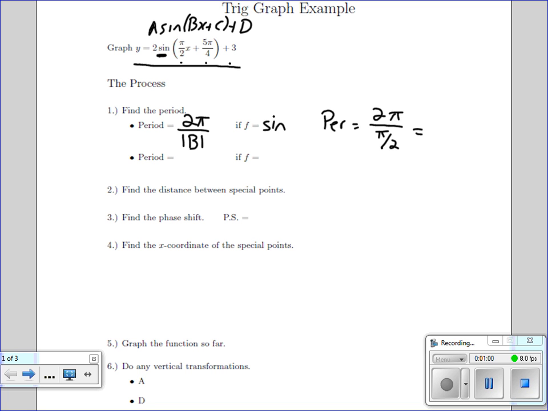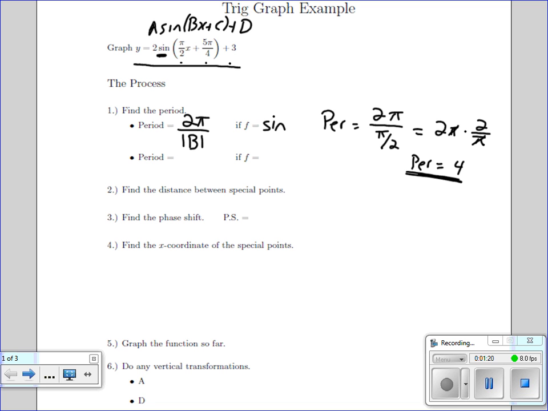So we're dividing by a fraction. That's 2 pi times 2 over pi. Change your division into multiplying by the reciprocal of the denominator. Now those pi's cancel, and our period equals 4. So we'll remember that for later.